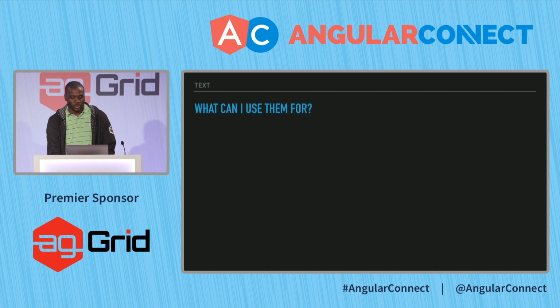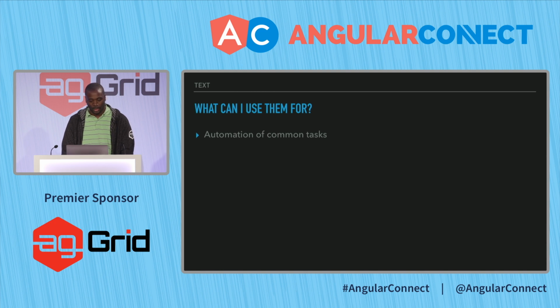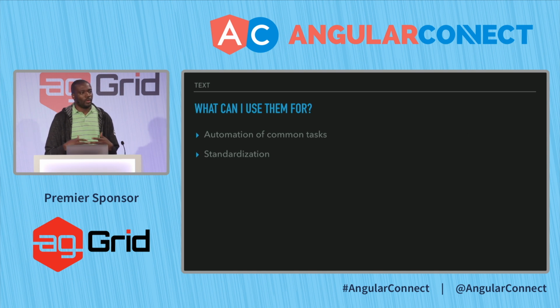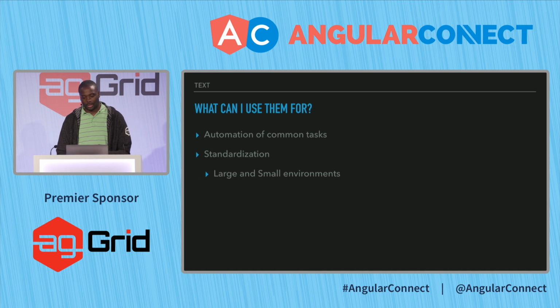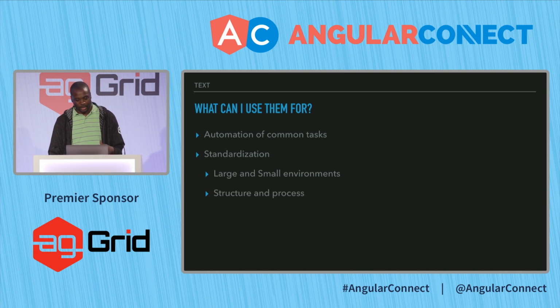So what can you use schematics for? As I mentioned, the big thing is automation of common tasks, things you do repetitively. Standardization: if you know your company creates features in a certain way, you can standardize that with schematics. You can use this in large and small environments, and you'll get enough impact either way. Structure and process: the way you do things in an organization, you want to keep a certain way.